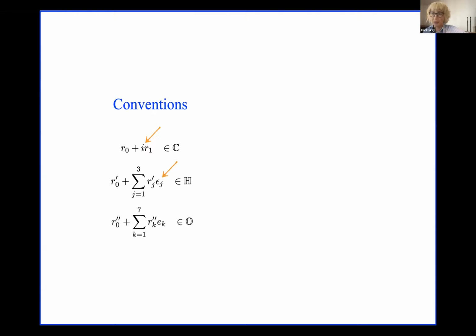Now we're going to describe complex numbers like this. That is, the complex imaginary unit is written in the usual way, just using the letter i. Quaternions are going to be written like this, where the quaternionic imaginary units are given by epsilon 1, epsilon 2, and epsilon 3. So every time you see epsilon 1, epsilon 2, epsilon 3, you need to know that we're talking about quaternions. And then next, a generic octonion can be written like this, where the octonionic imaginary units are given by e1 to e7. So every time you see e1 to e7, you need to know that those are octonions.